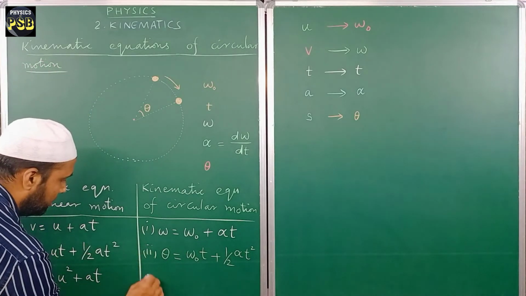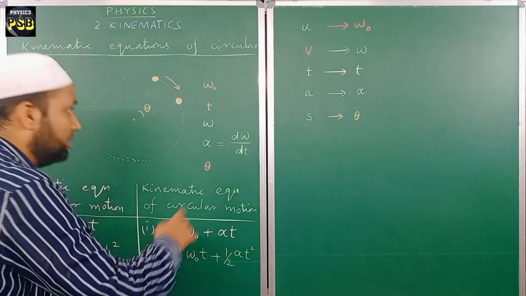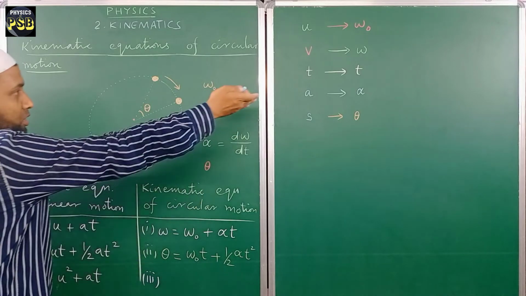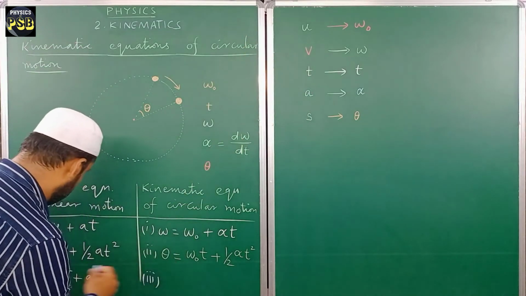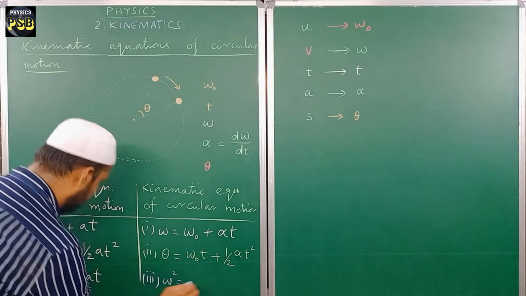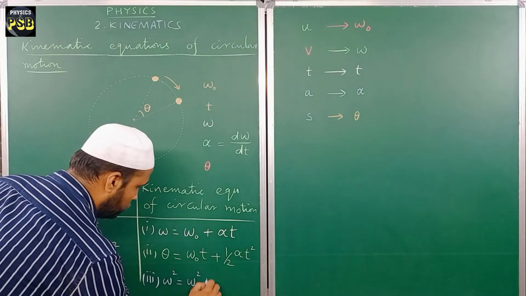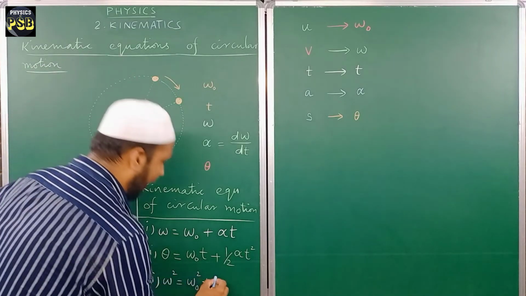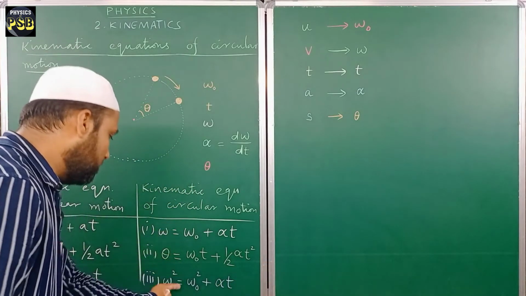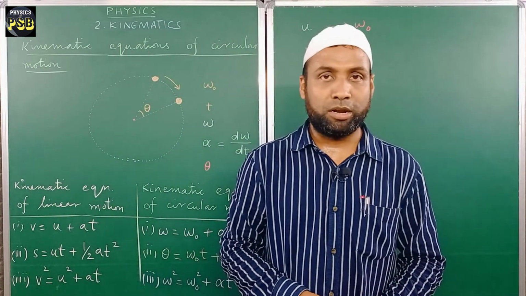Then the third kinematic equation of circular motion is obtained by replacing these parameters according to their analogues. In place of v, I write omega. In place of u, I write omega naught, squared. Then in place of a, I write alpha. In place of s, theta is written. So these three represent the kinematic equations of circular motion.